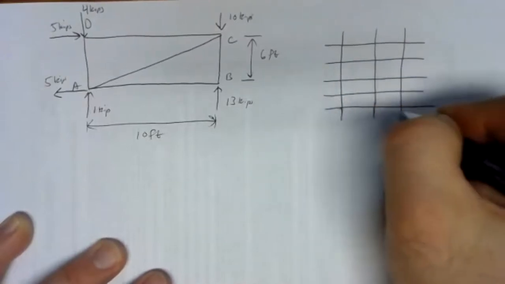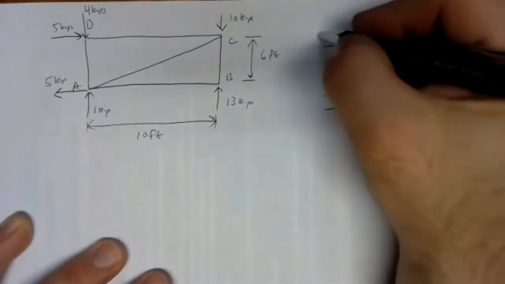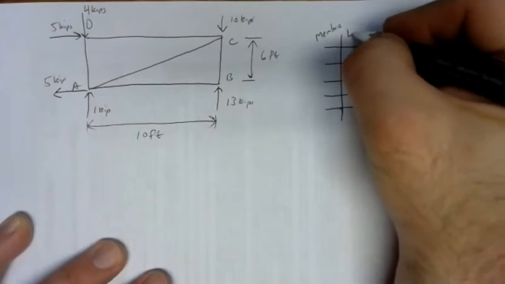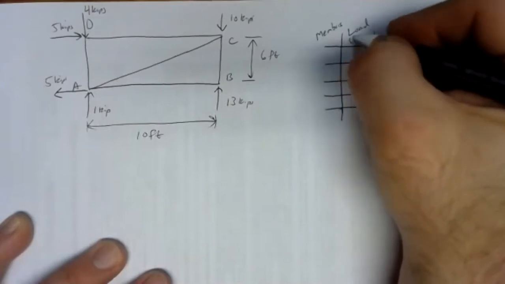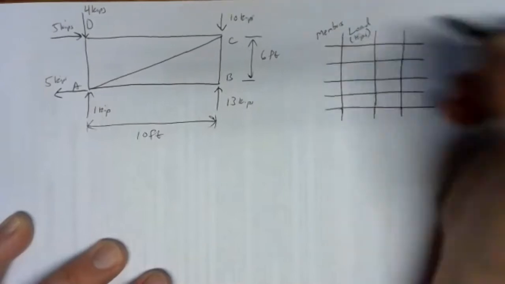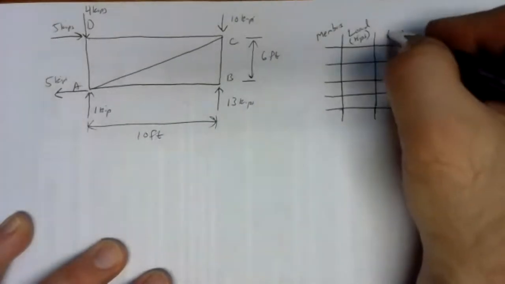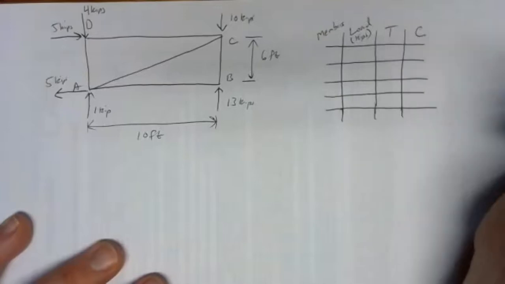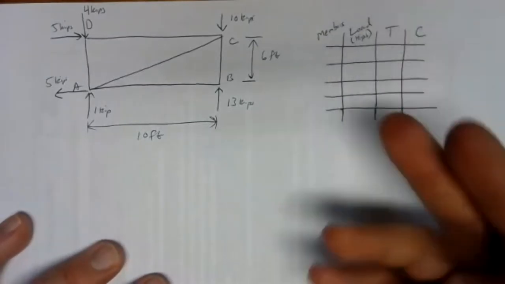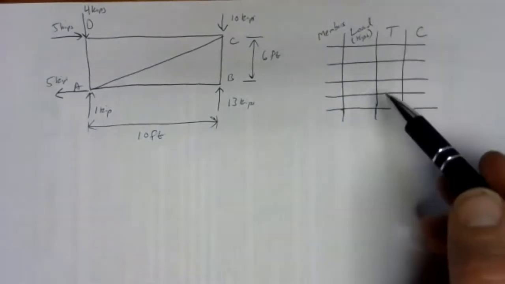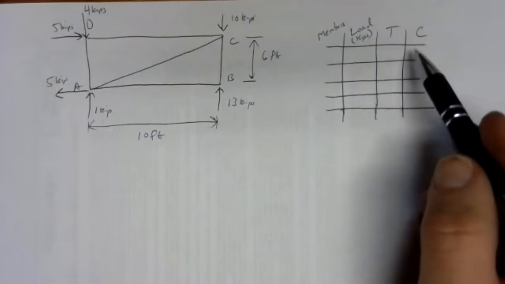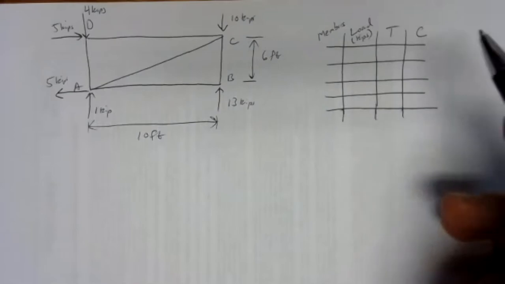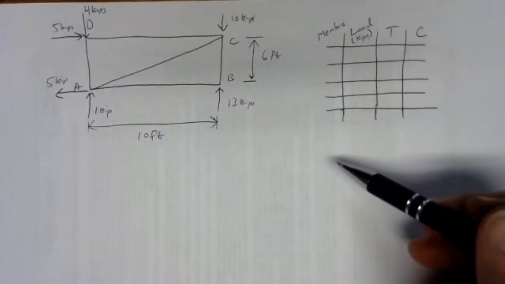1 for each member. So this will be where we label our members. We're going to put the load in kips here. And then I usually label these T and C for tension or compression. Doesn't matter what order it's in: compression, tension, tension, compression. If I really cared about it, I'd give you the table to fill out, but you can note it any way you want, as long as it's clear.